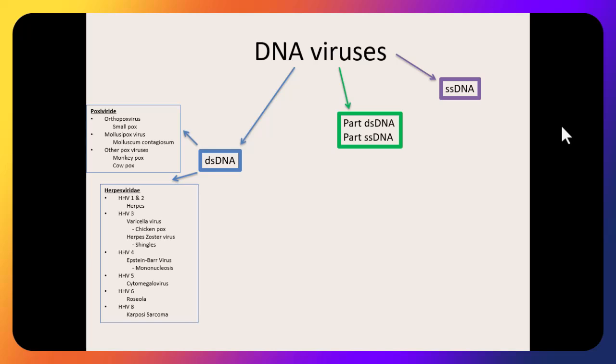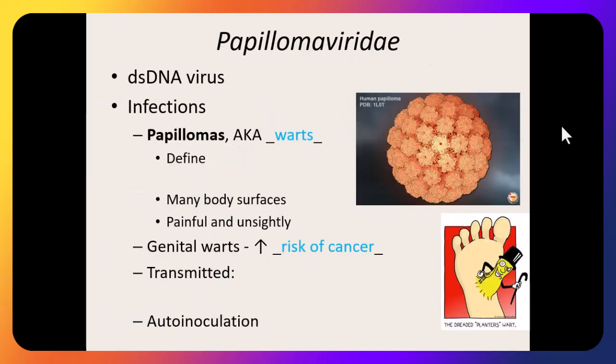Now, away from the herpes. So many herpes. And on to our Papillomaviridae group. Again, still double-stranded DNA, still in our little blue boxes. What this particular virus causes are papillomas, which are more commonly known as warts. Now, a wart is a benign growth of epithelial tissue.